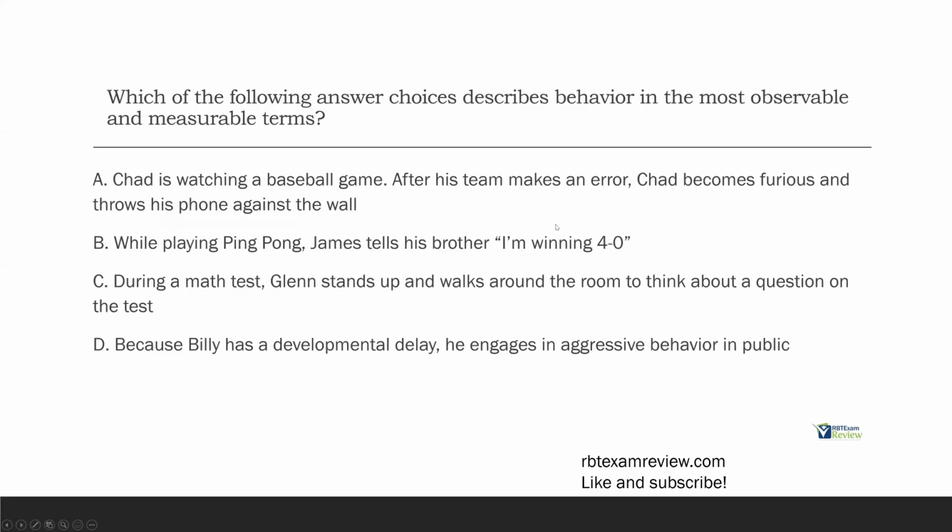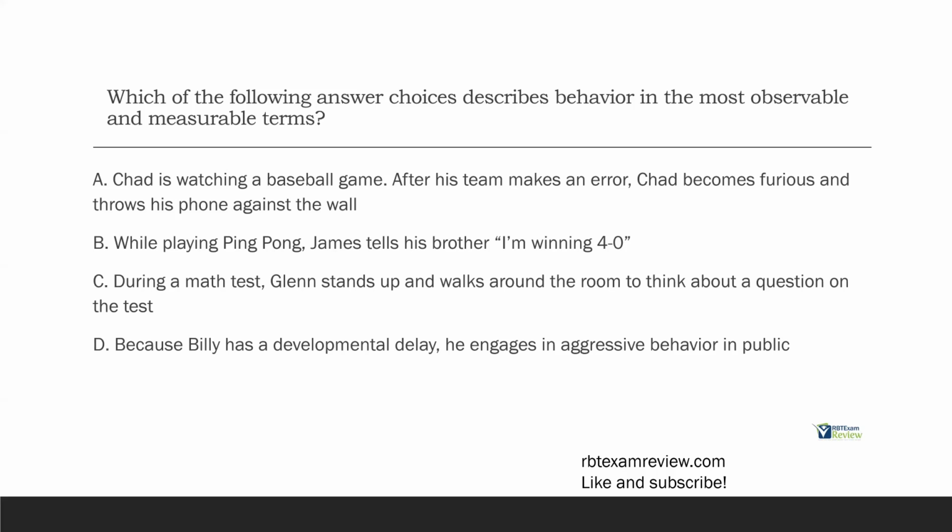Which of the following answer choices describes behavior in the most observable and measurable terms? When we're defining a behavior, and as RBTs, you will be helping define behaviors, sometimes defining behaviors on your own. Most of the time, you're on the front lines, you're the one who sees the client the most, and you typically see the new behaviors. When you see a new behavior, start trying to define it, right? When we define it, though, we need to be observable, we need to be measurable.